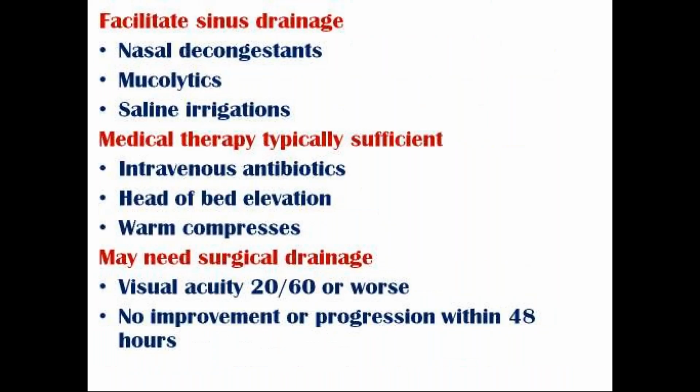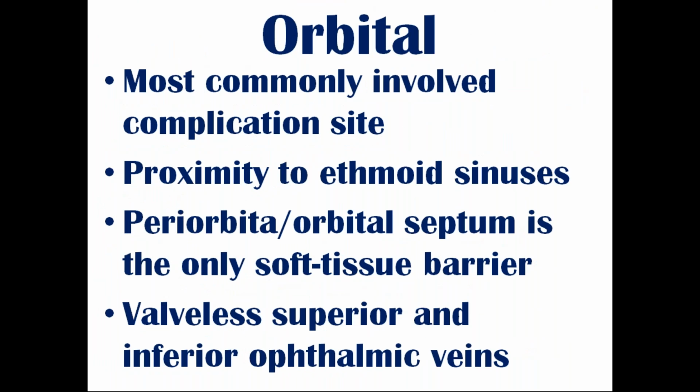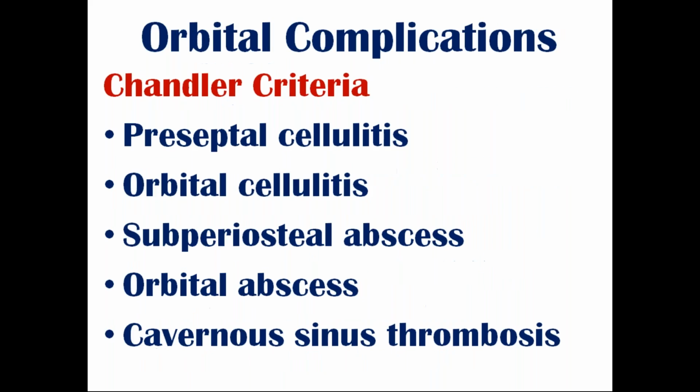Remember this sequelae, Chandler's criteria. First, preseptal cellulitis. Next one is the orbital cellulitis, that is periorbital cellulitis. Next one is the subperiosteal abscess. Up to here, the involvement of the intraorbital contents are less, whereas in the case of orbital abscess and cavernous sinus thrombosis, the orbital contents are involved here.